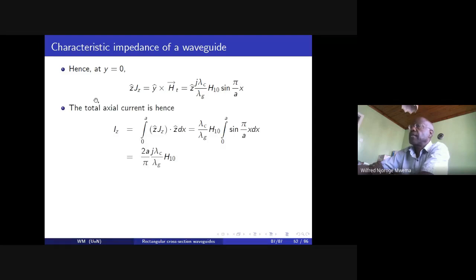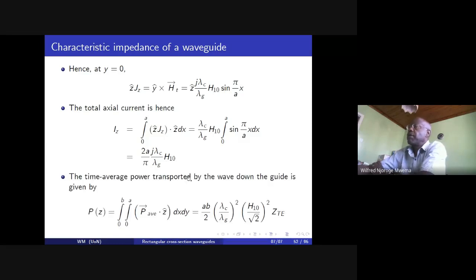And therefore the total current in that direction, that is the total axial current, will be the integral over the width of the plate, from 0 to a, of that value, and we get a value of 2a by pi j lambda_c by lambda_g H10. And therefore the time average power transported by the wave down the guide will be given by P of z, which is equal to the integral of the time average Poynting vector over the cross section of the guide, and we get a value of that.